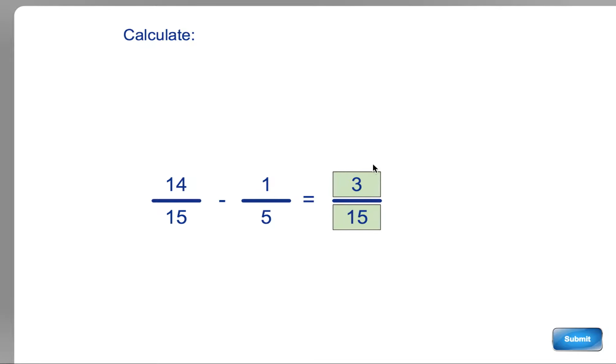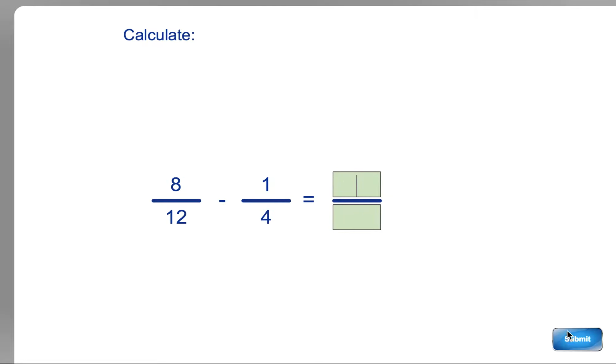Once I've got a fraction that is the same denominator as our first fraction, I can just do the simple takeaway. I've got 14 out of 15, take away 3 out of 15. Well, 14 take away 3 is 11. 11/15.